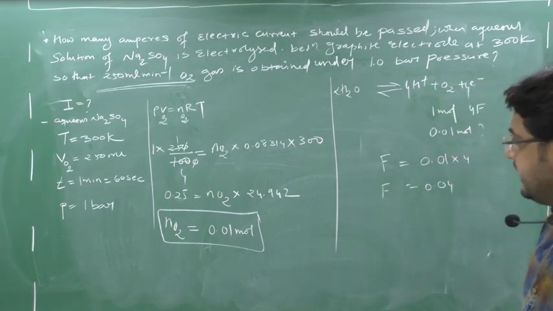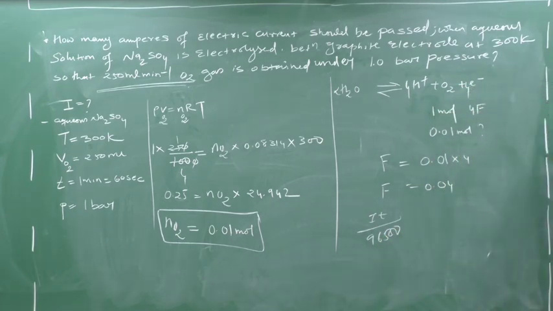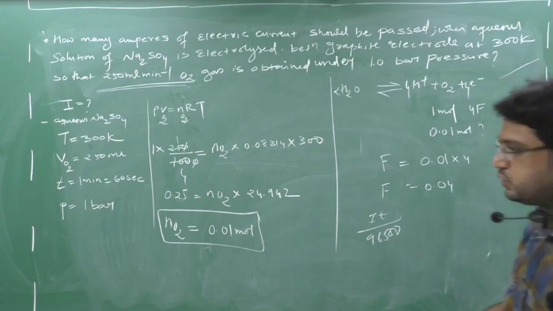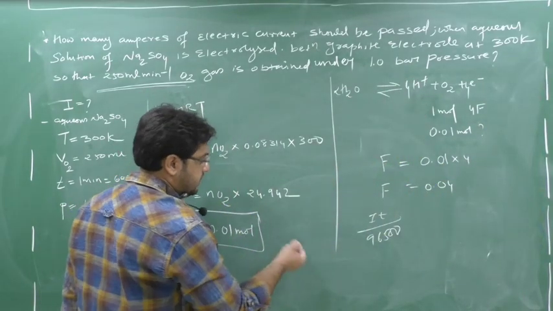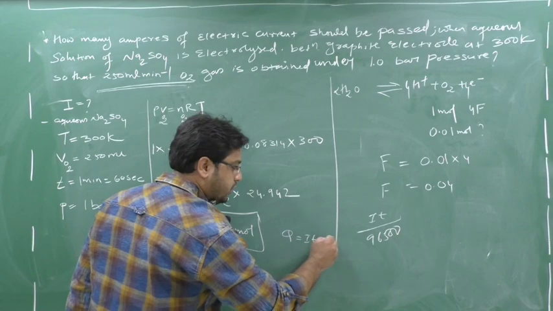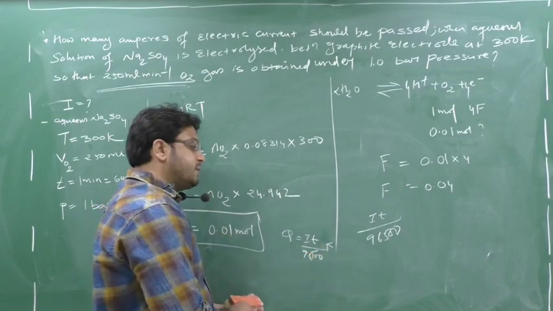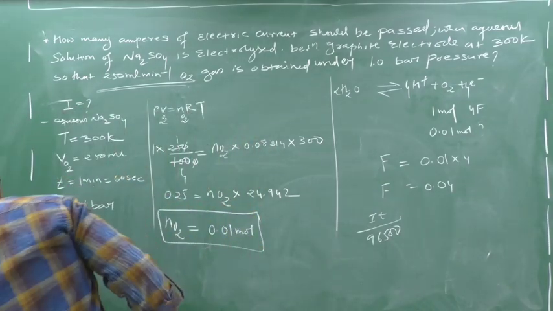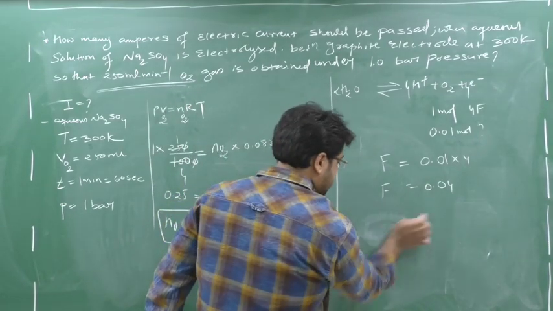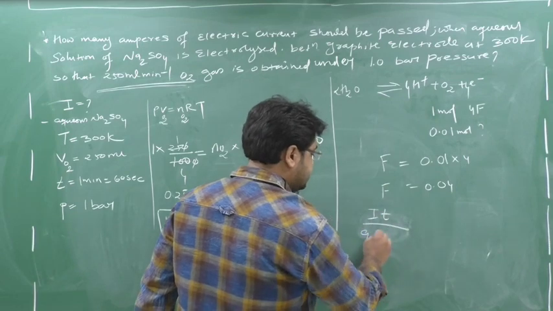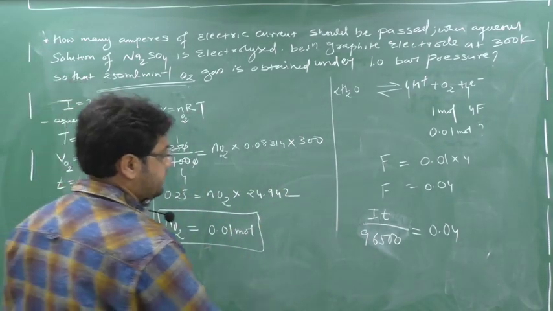Now you know the formula for Faraday. This also I told you, no? IT by 96500. I told you in the last class also: if I have Q equal to IT, this IT gives me Coulomb, and if I divide by 96500, I get Faraday. So Faraday is nothing but IT by 96500. The Faraday I got is 0.04, so IT by 96500 equals 0.04. I need to find the current I.